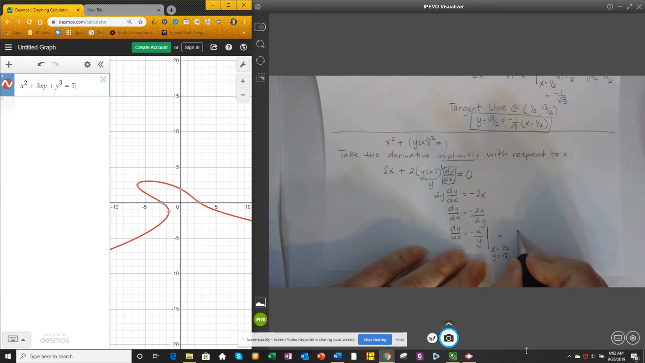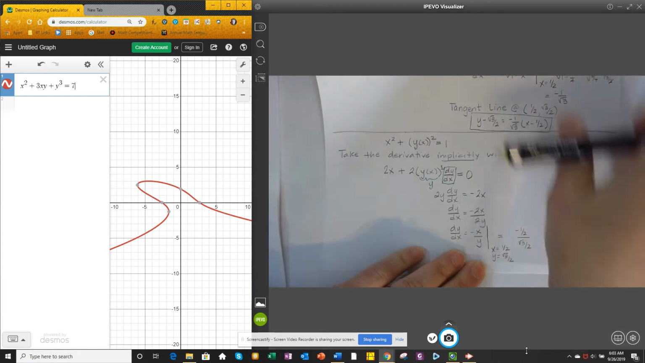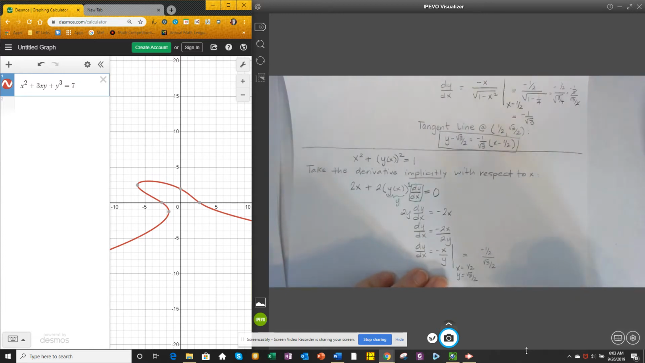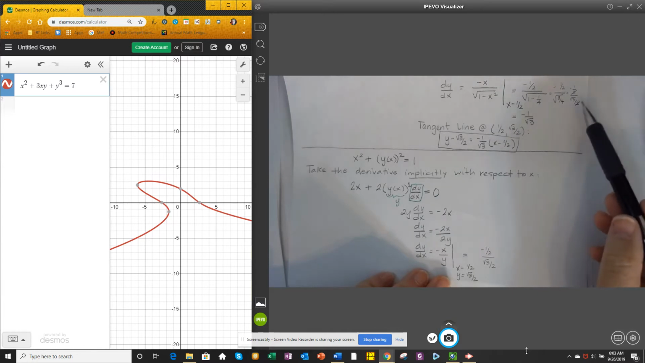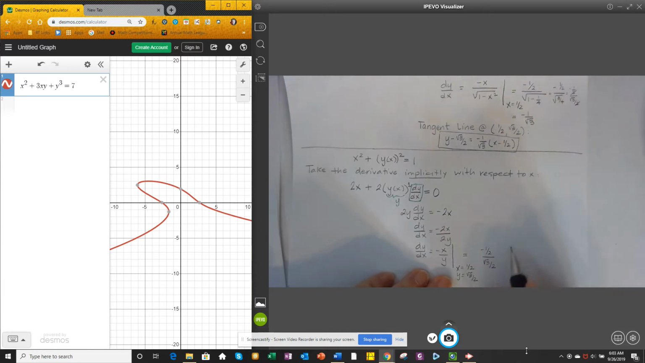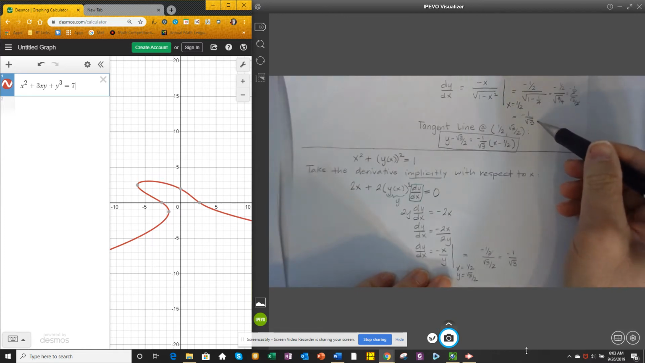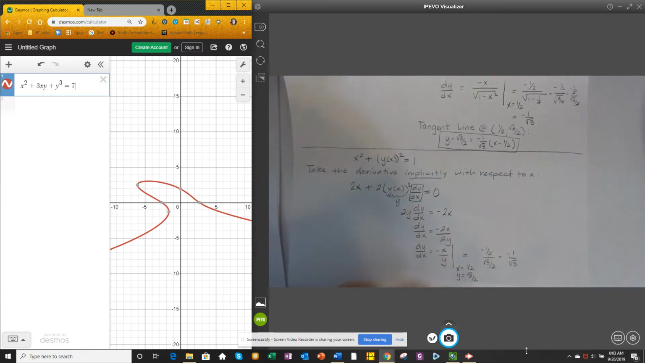And so what do we get? We get negative 1/2 over root 3 over 2, which looks, I hope, if you can recall from up here, looks a little bit familiar, right? Because that's what we did up here. We did negative 1/2 over root 3 over 2. So that's going to equal, the 2's cancel, negative 1 over root 3. And guess what? We have the same slope as we had up here, which is really cool, in my opinion.